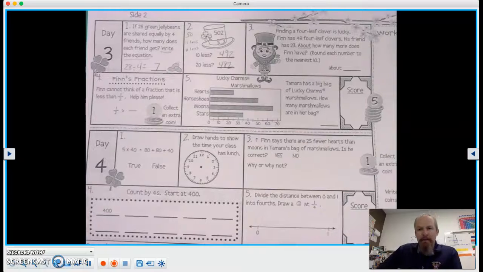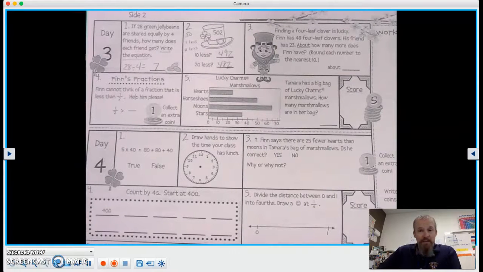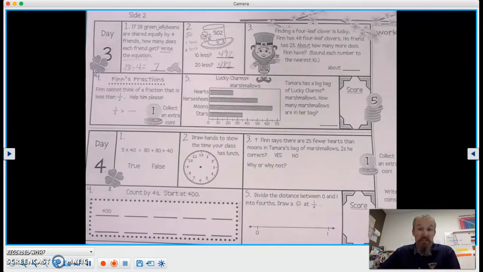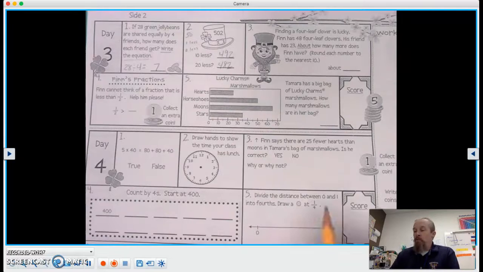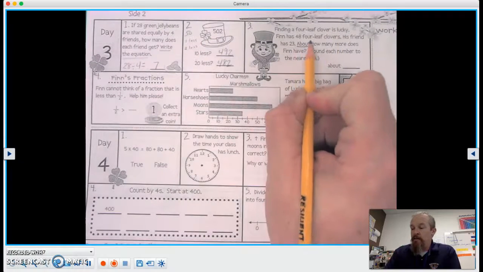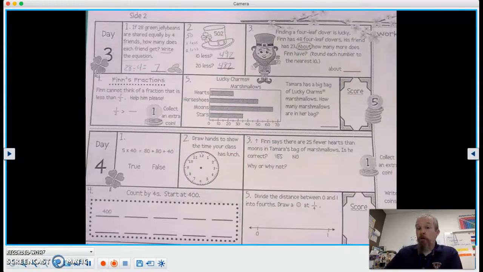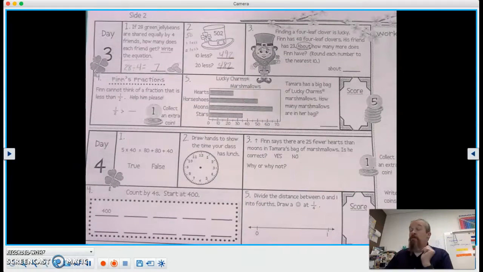Number 3, finding a 4-leaf clover is lucky. Finn has 48 4-leaf clovers. Must be really lucky. His friend has 23. About, ooh, it's underlined. That must be a very important word in this problem. About how many more does Finn have? So we're going to end up comparing this to the other person. Oh, round each number to the nearest 10.